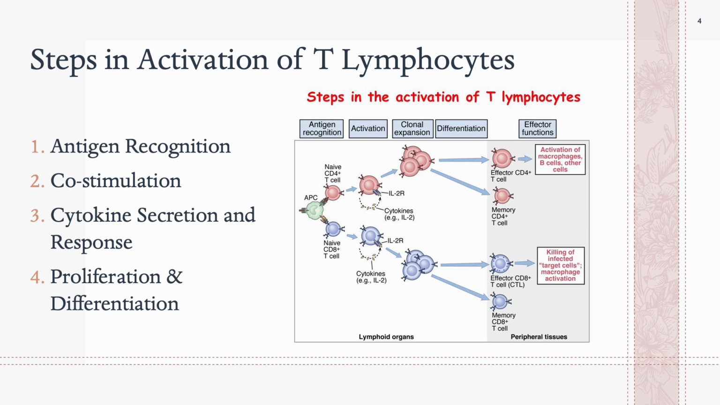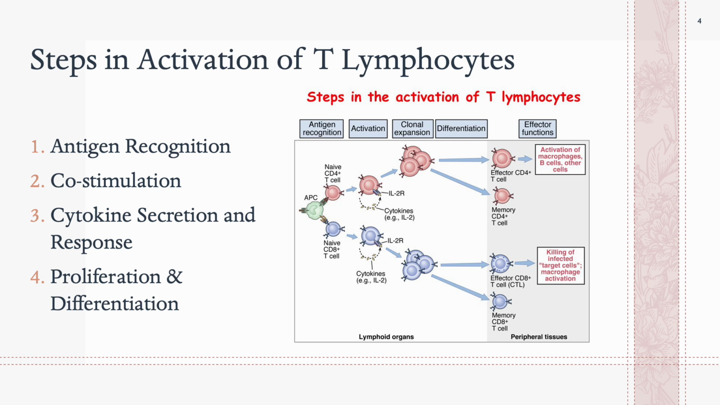Next step we have is co-stimulation. In order to fully activate T cells, a secondary signal from the co-stimulatory molecules on the antigen-presenting cells is required. CD28 binds to our B7 proteins in order to amplify TCR signals. CD3 transduces these signals into the cells.